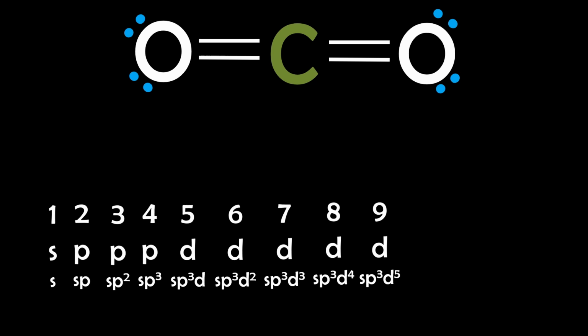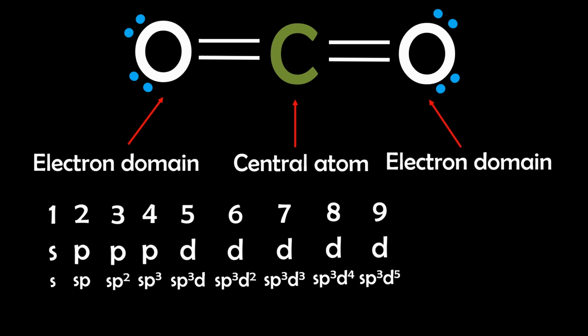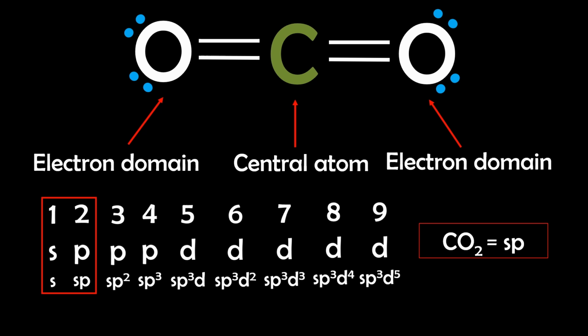Example 1, carbon dioxide. First, draw the Lewis structure of carbon dioxide. Carbon is the central atom and it is bonded to 2 oxygens. There are no lone pairs on carbon, so it has 2 electron domains. 2 domains is sp, or sp hybridized.